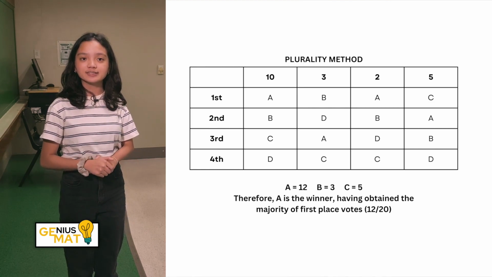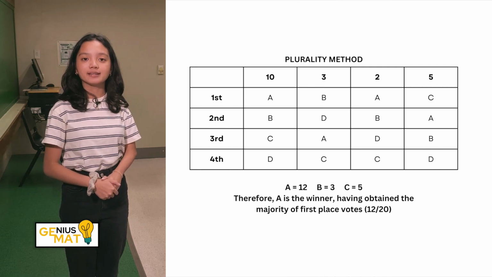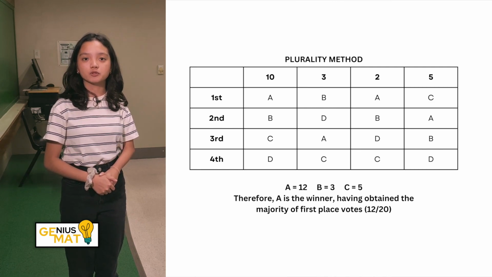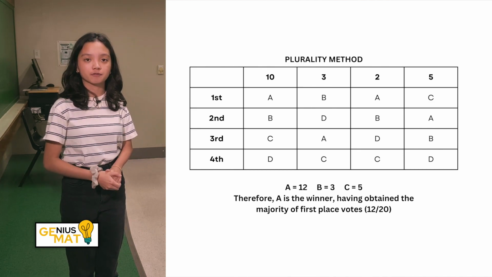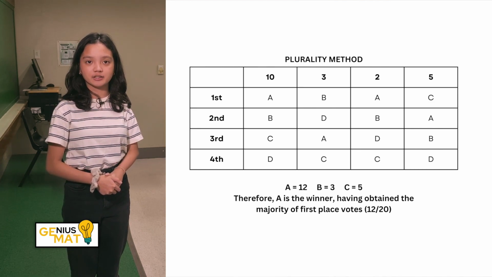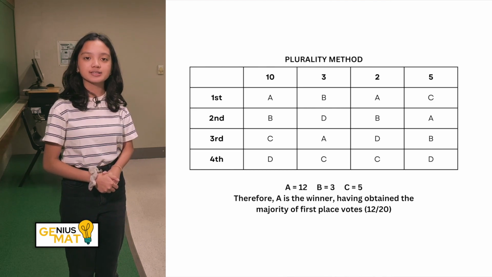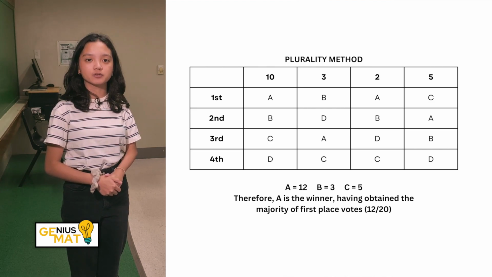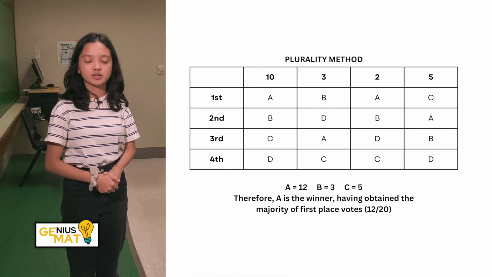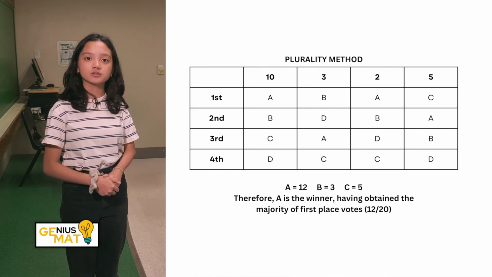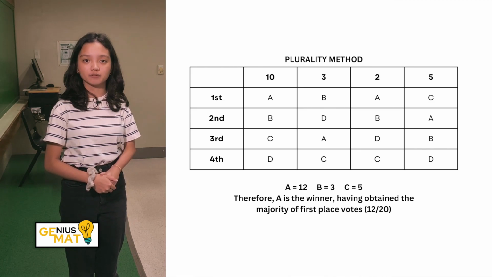Now, let's discuss the plurality method. In this method, the player who has the most first place votes wins. We will look at the first row because this is where we can see the first place votes. As you can see in the table, A has 12 votes because 10 plus 2, B has 3 votes, and C has 5 votes. A wins because he got the most first place votes, which is 12.